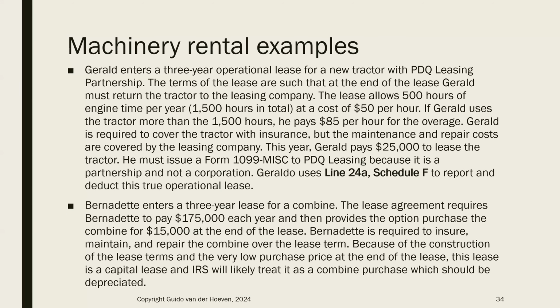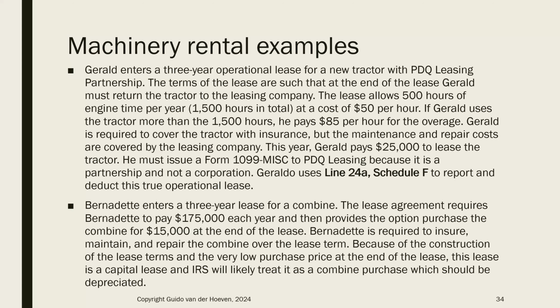Now, we need to think through a little bit because I think with interest rates increasing and possibly the loss of bonus depreciation, we're going to see some machinery rentals come back into vogue. And here we've got Gerald entering a 3-year operational lease for a new tractor with PDQ Leasing Partnership. The terms of the lease are such that at the end of the lease, Gerald has to return the tractor to the leasing company. The leasing allows for 500 hours of engine time, so 1,500 hours in total at a cost of $50 per hour.